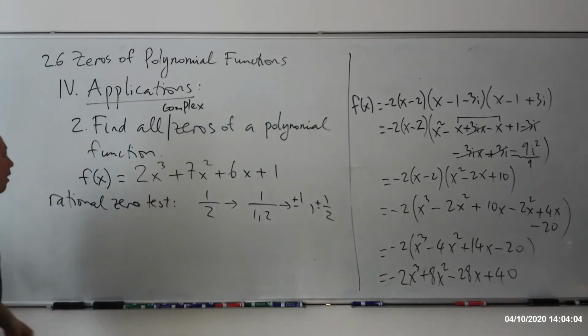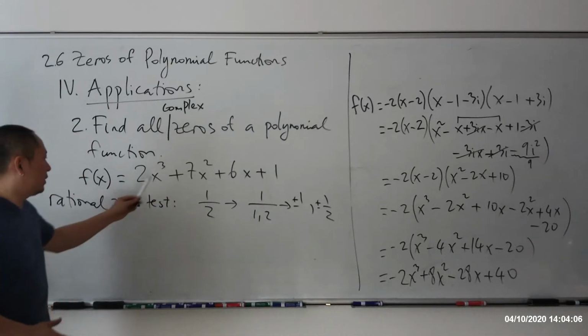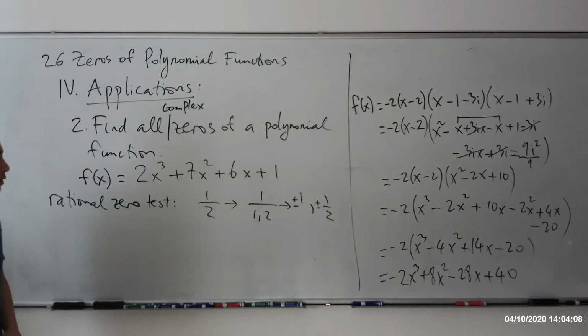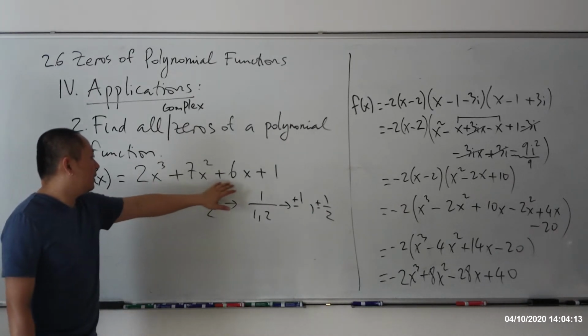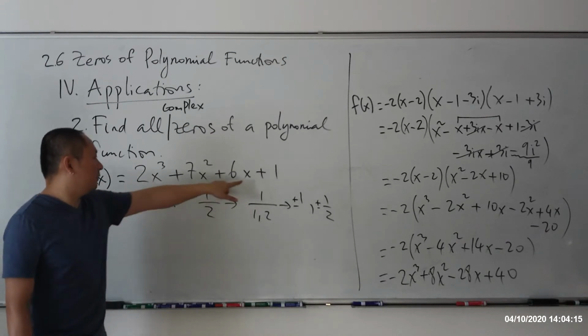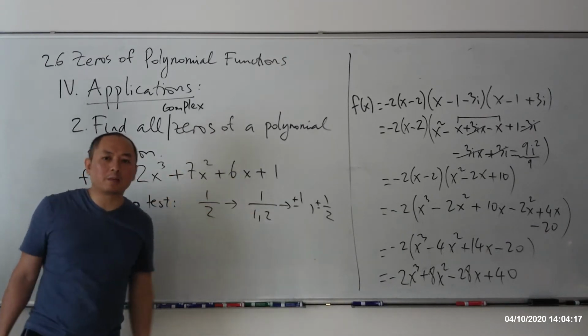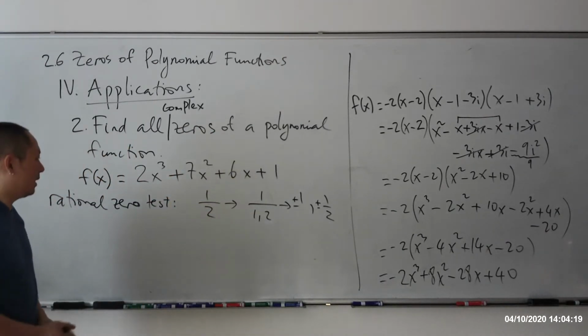Zeros. I'm sorry, or positive coefficients. 2, 7, 6, and 1 are positive. So I should not try a positive number for x because it doesn't matter how positive it is. If I plug in a positive value for x, the sum will always give me back a positive number. So I better try a negative number.